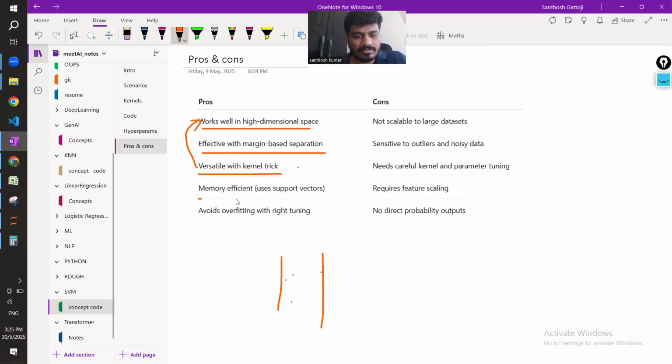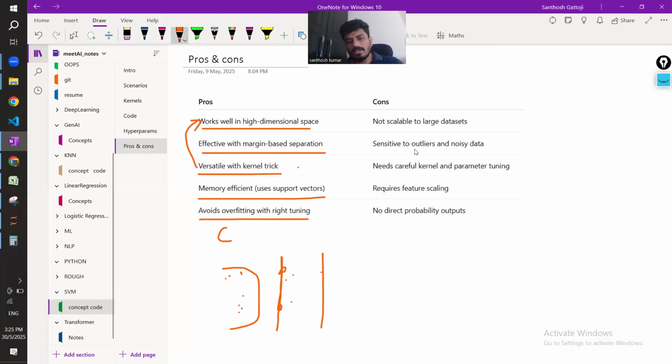And it is memory efficient, because it only focuses on the support vectors. It doesn't care about all the other points, because if it does justice to the support vectors, all the other points are automatically classified correctly. It also avoids overfitting with the right tuning, that means if you use perfect values of C, it will control overfitting.